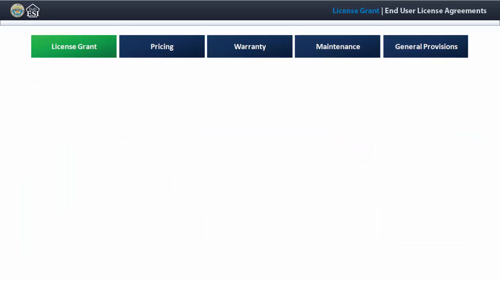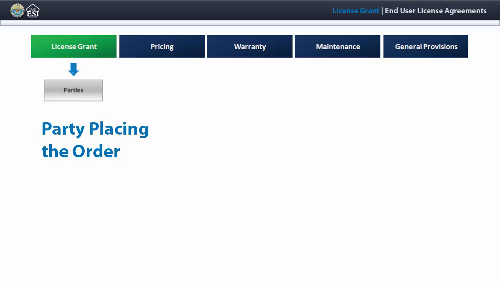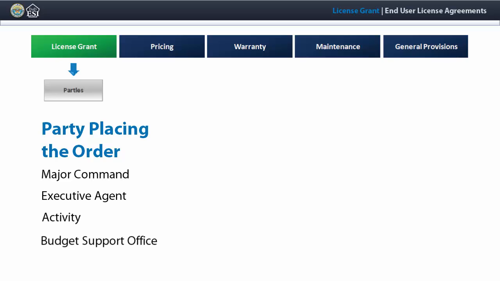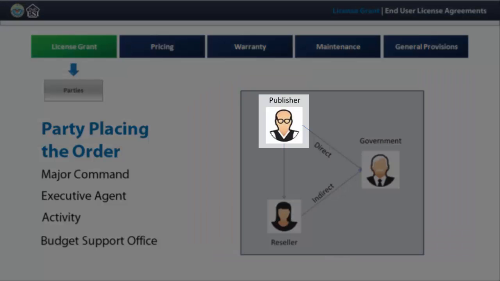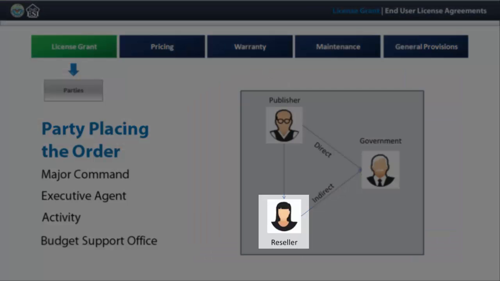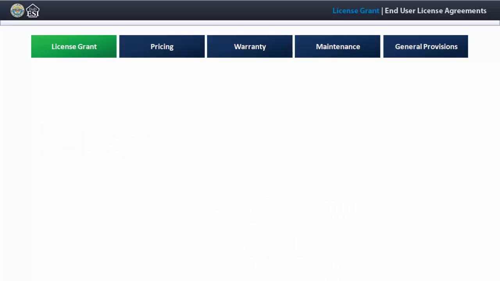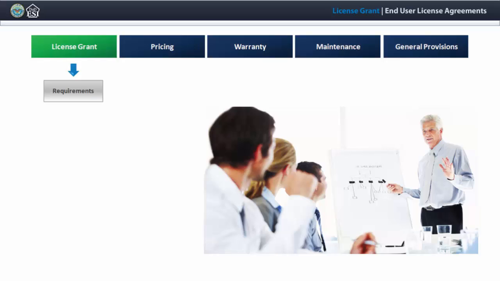The license grant section includes key items such as define the parties to the agreement. The party entering the contract and placing the order should be clearly identified. For example, define the major command, executive agent, activity, or budget support office. It is a best practice to have the publisher as a direct party to the EULA even when a reseller is involved. Detailed requirements and objectives for the software should be clearly defined.